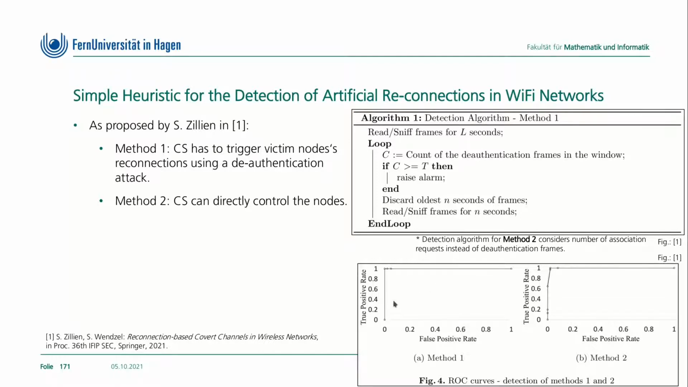So for method 1, the ROC chart, ROC as receiver operator characteristics, is perfect. So we have a true positive rate of 100%, while the false positive rate is 0, which is perfect. For method 2, it's not the same, but almost perfect, as you can see here. So the area under curve is 0.99 or something, so it's really good.